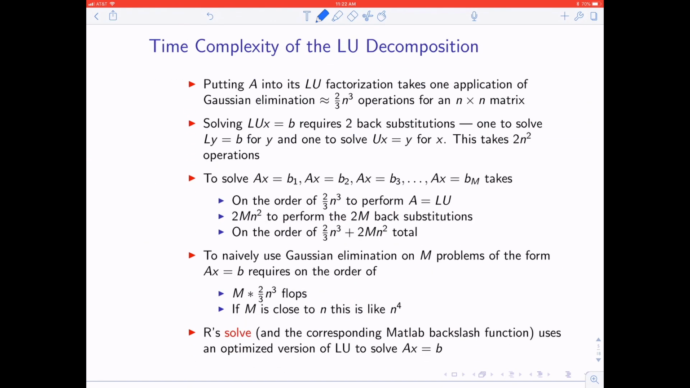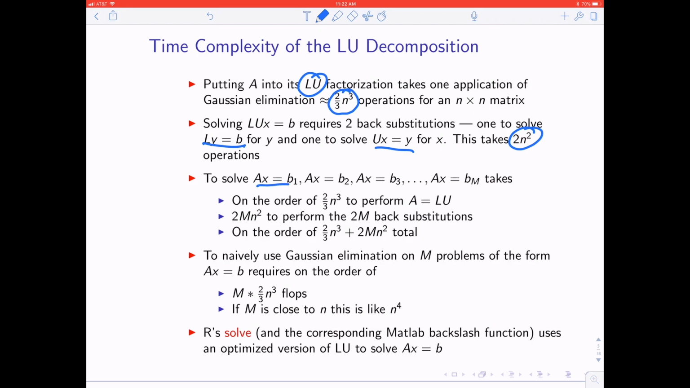We should talk about the time complexity of doing this, because this is where the value really comes in. So you might remember that Gaussian elimination is of complexity n cubed. It's about 2/3 n cubed operations for an n by n matrix. And so that means that putting A into the LU factorization takes about 2/3 n cubed operations. Then, when you want to do back substitution, there's 2 back substitutions, one to solve Ly equals B, one to solve Ux equals Y, and this takes 2n squared operations for the back substitution.